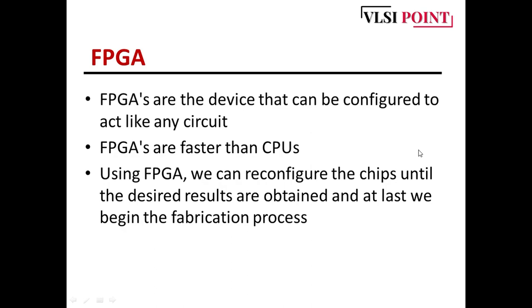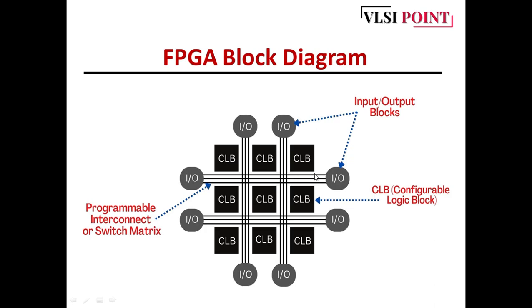Now we will see the block diagram of FPGA. Here you can see the FPGA consists of CLBs, which are configurable logic blocks, then the IO, which are input output blocks, and the programmable interconnect, which we also call the switch matrix. This FPGA block diagram we will cover in detail in our next video.